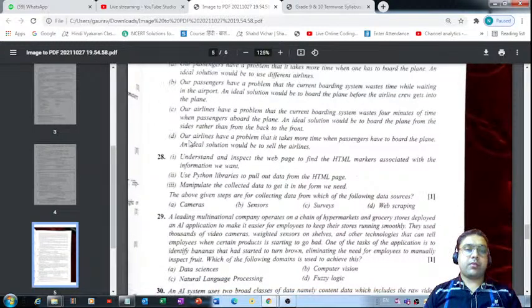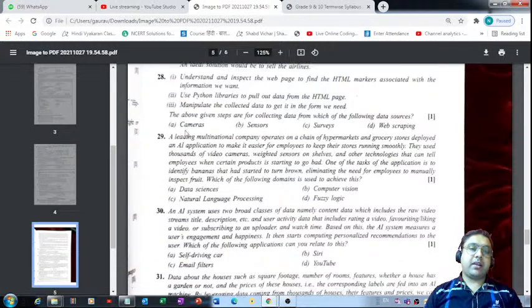Let's read this fourth option also. Our airlines have a problem that it takes more time when passengers have to board the plane. An ideal solution would be to sell the airlines. No. So the correct answer is part C, right? Question number 28 is, understand and inspect the web page to find the HTML markers associated with the information we want. Use Python libraries to pull out data from the HTML page.